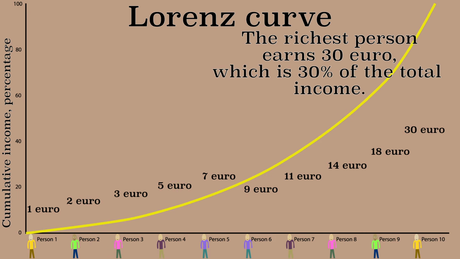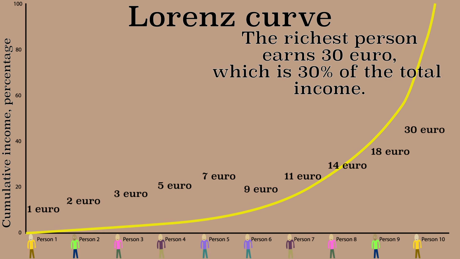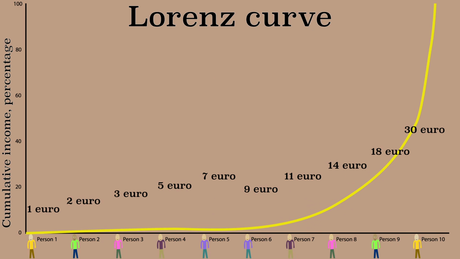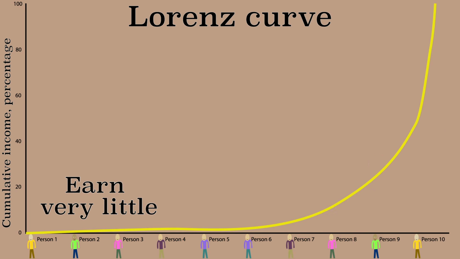As you can see, the line has become very skewed. The more there is a curve in the line, the more skewed the income distribution. The poorest people earn very little, while a few rich people earn a lot of money. We can make such a curve for each country. From this Lorenz curve, we can calculate the Gini coefficient.